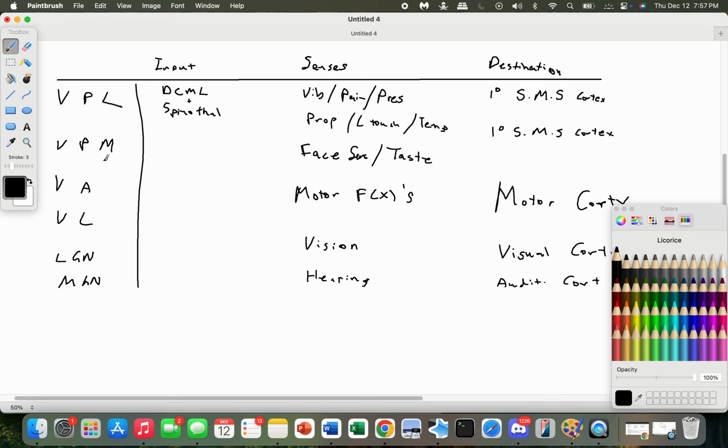Okay, then VPM. I told you the VPM, it goes to the somatosensory cortex, but it's in the middle, so it's going to give us face senses and taste. Well, what does that? Trigeminal and the gustatory pathway.